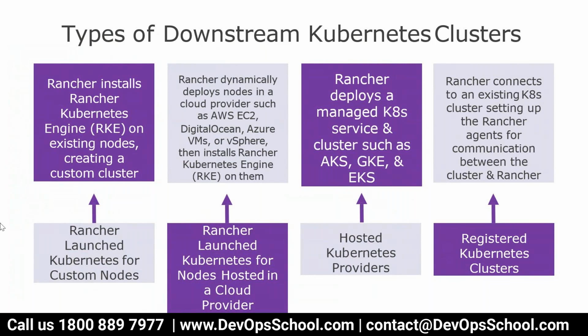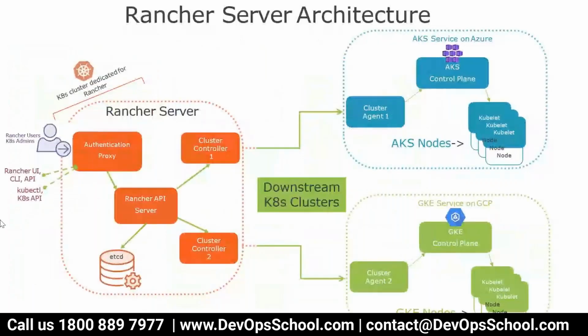So this is the downstream cluster architecture. The Rancher server is deployed in one Kubernetes cluster, and using the Rancher server, you are deploying Kubernetes on AKS and GKE as per this image. So this AKS cluster is a downstream cluster. This is also a downstream cluster, and you can access the Rancher server through the UI, API, and so on.